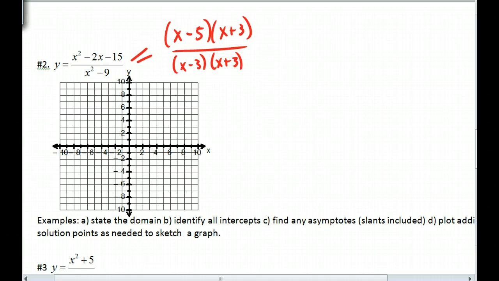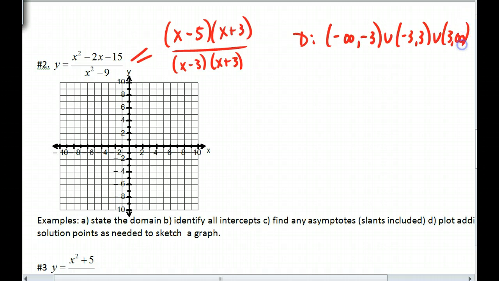Now what happens is that right now, my domain, that's what I want to look at first, is going to go from negative infinity up to negative 3, and including negative 3 to 3, and then including 3 to infinity. However, at negative 3 and 3, I'm going to be undefined. Now here's the problem though, and it's not really a problem, but I can cancel these two. So what happens is that when I can cancel these two, this function is going to behave like this one right here. Everywhere except for at x equal to negative 3.